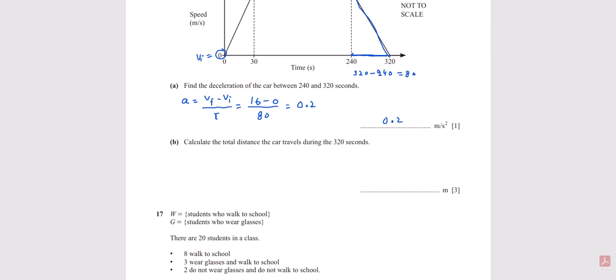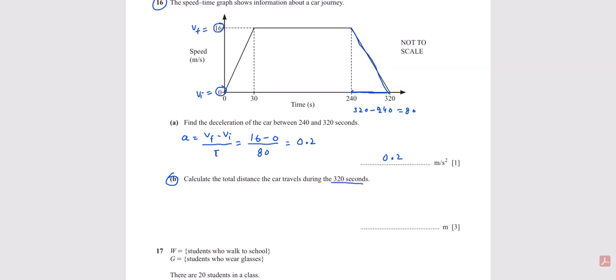Part B. Calculate the total distance the car travelled during the 320 seconds. We know that this is a trapezium shape, so we calculate the area of the trapezium. So total distance is 1 by 2 times (upper side plus lower side) multiplied by height.